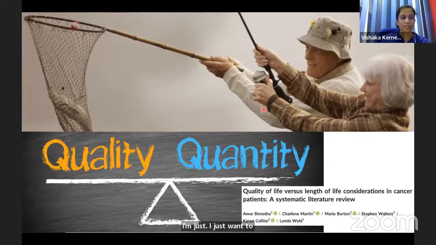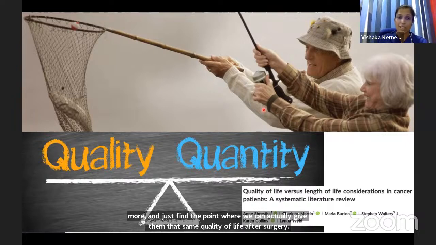This is where we started. We really have to find what our patient wants. It is not the quantity, it is the quality of life. So you really have to be the anesthetist who will look for the point where you have to decide that I'm just going to optimize this patient, I'm just going to delay this surgery and optimize a bit more, and find the point where we can actually give them that same quality of life after surgery. So it is not easy.